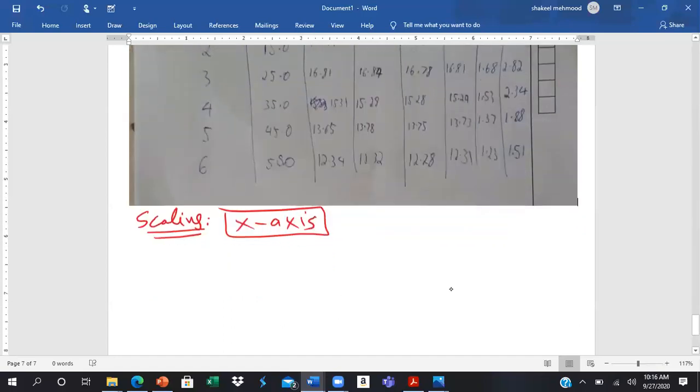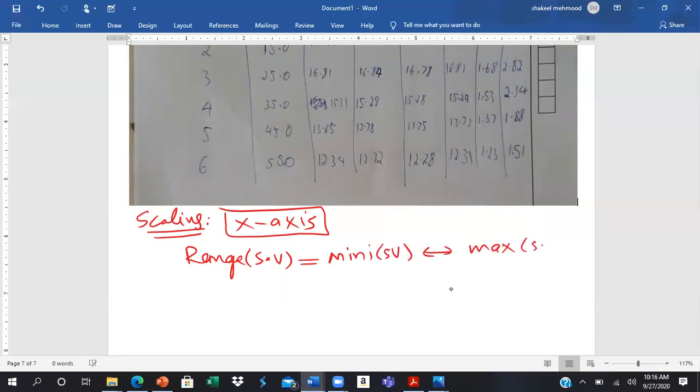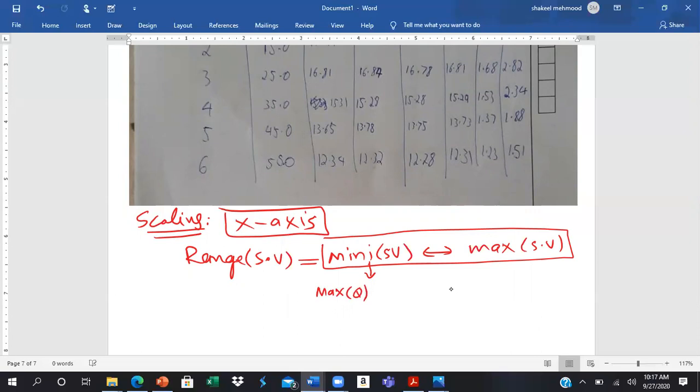In order to do scaling for the x-axis, you have to select a range of scale value, SV, and the range contains a minimum scale value and a maximum scale value. I've already told you, but I'm telling you again. This is your main formula. In order to get the minimum scale value, the formula is the maximum of the quantity that is going to be plotted along the x-axis minus the minimum of the quantity, which you get from the data in the table, divided by the number of squares, which are 8, right? And then the maximum can be calculated simply by taking the minimum scale value and multiplying it by 2.